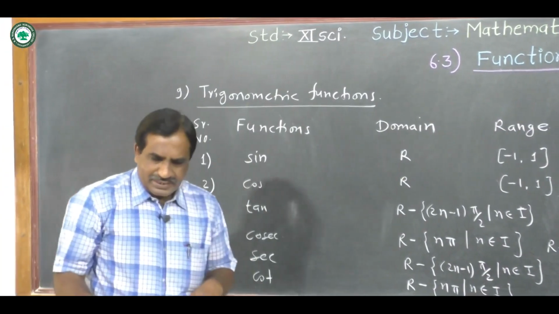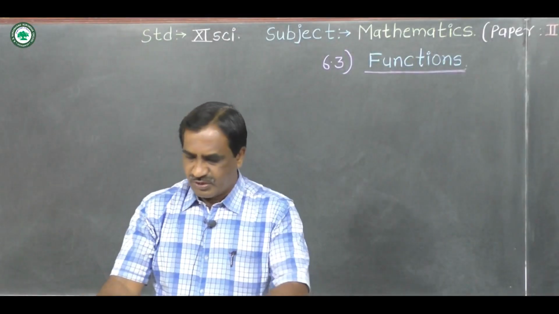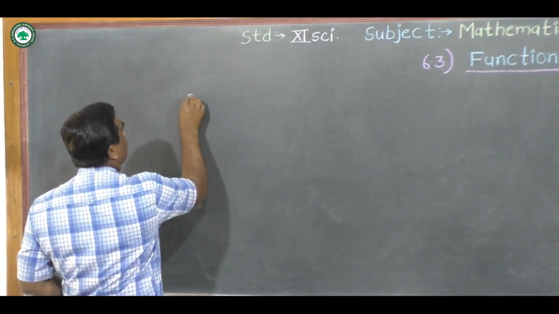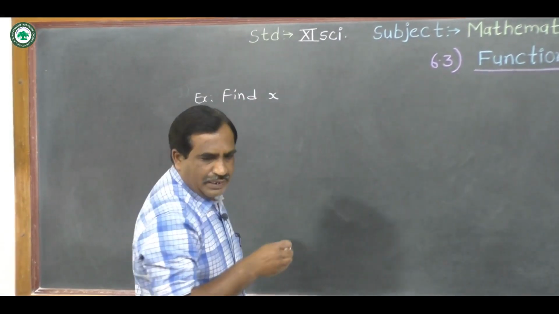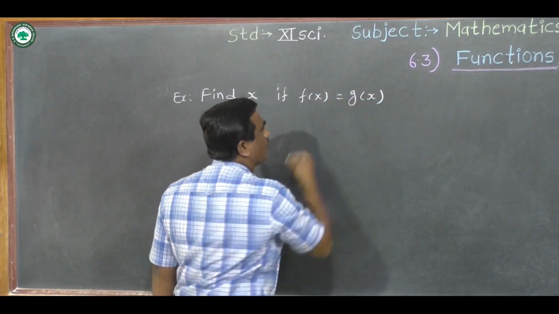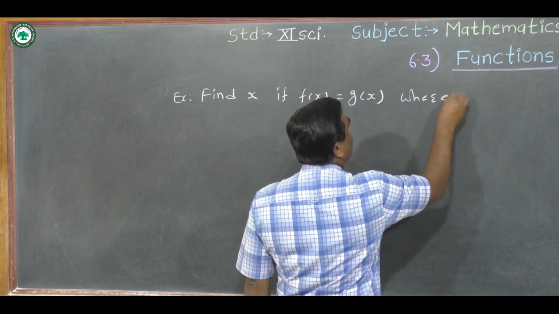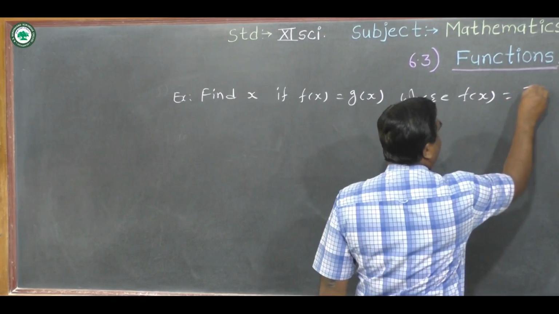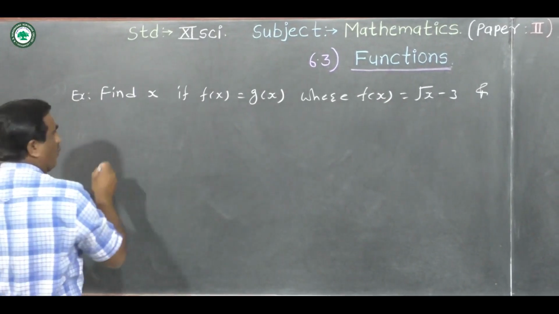Okay. Now we see examples on basic functions. Now the first example is: find x if f of x equal to g of x, where f of x is given equal to under root x minus 3 and g of x equal to 5 minus x.